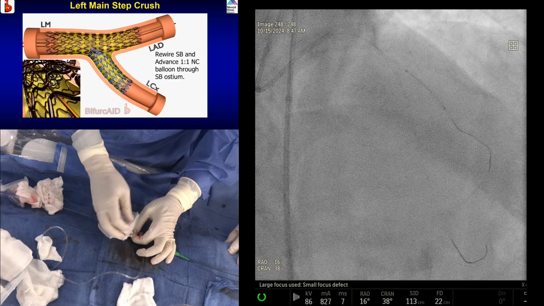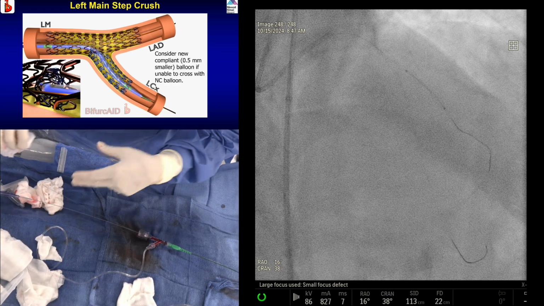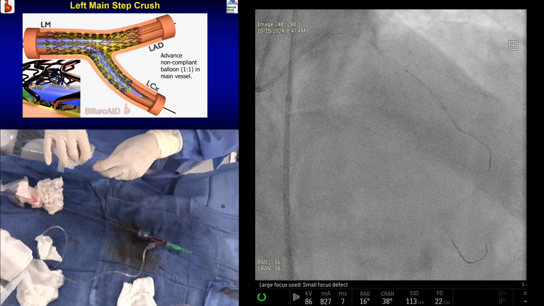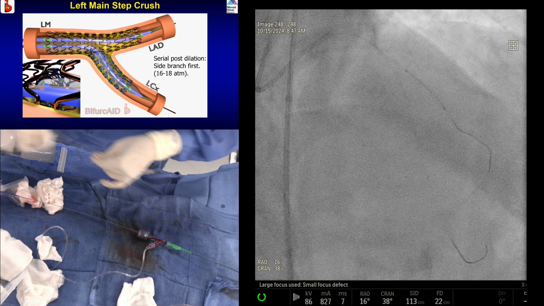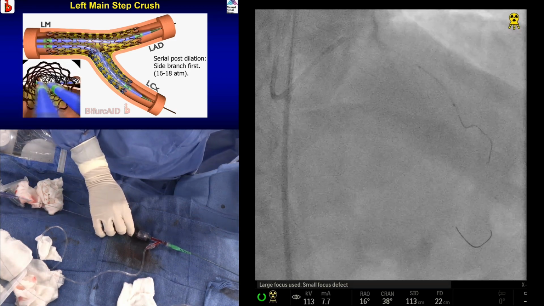Maybe we can start some presentation. Show the step crush video. You're first showing a left main. Do we have a non-left main step crush? Not yet. Okay, the concept. Show the video of the left main step crush.